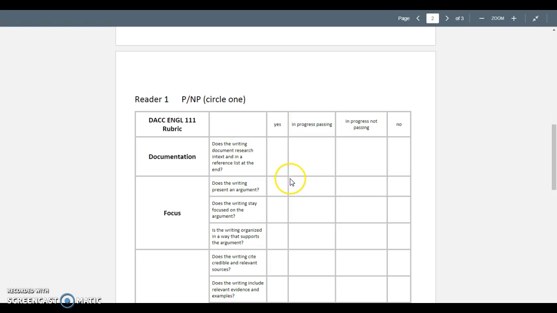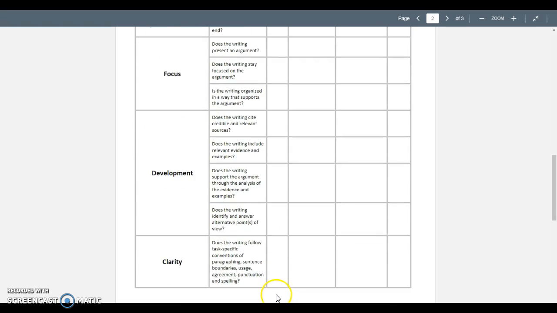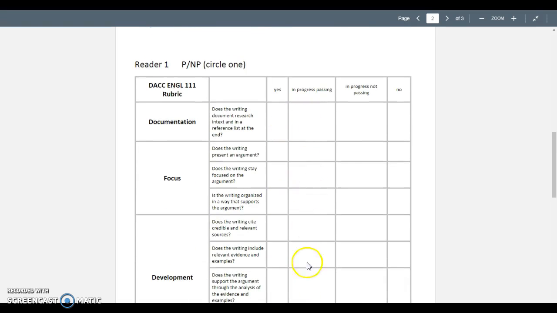So basically, to pass the essay, everything has to be yes, all the way down, yes, or in progress passing. You can have a combination of yes or in progress passing. If you get 1 in progress not passing or 1 no, you have to revise the essay. This does not mean that you have to revise the entire essay. It just means that you have to revise the criteria that you got no or in progress not passing in.